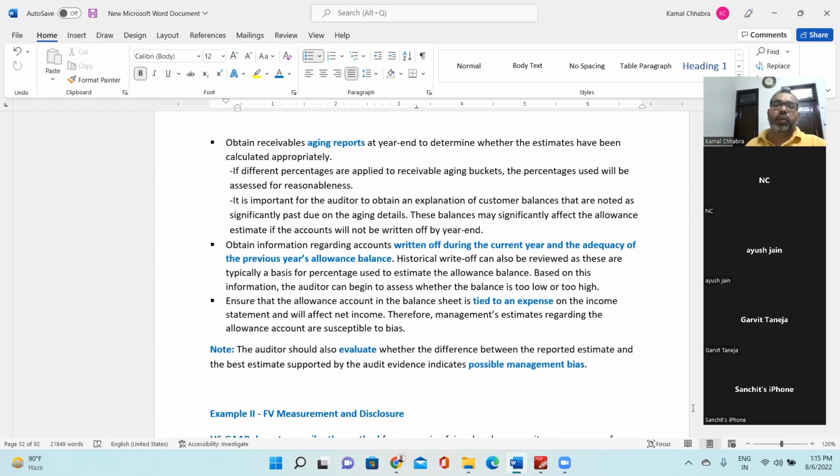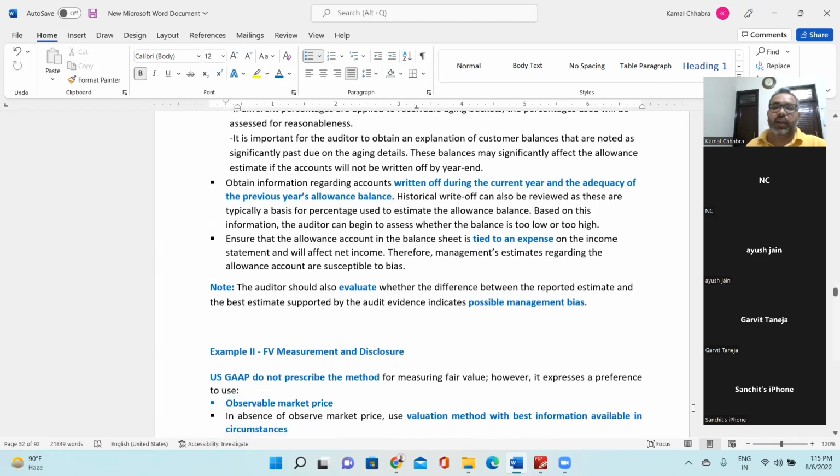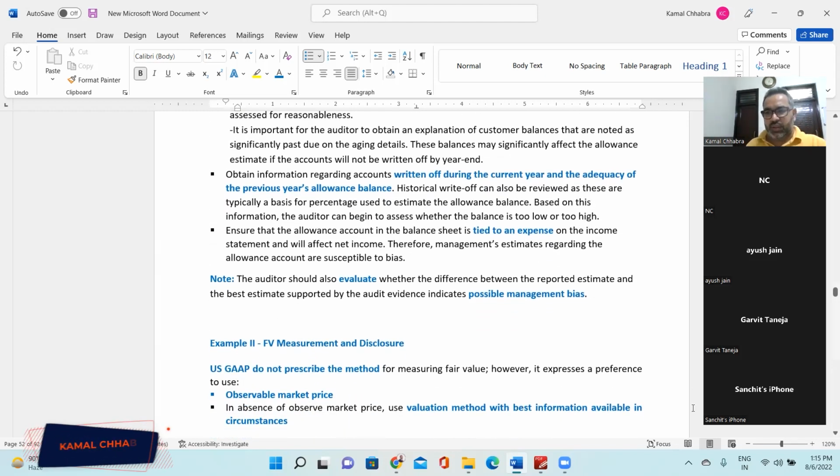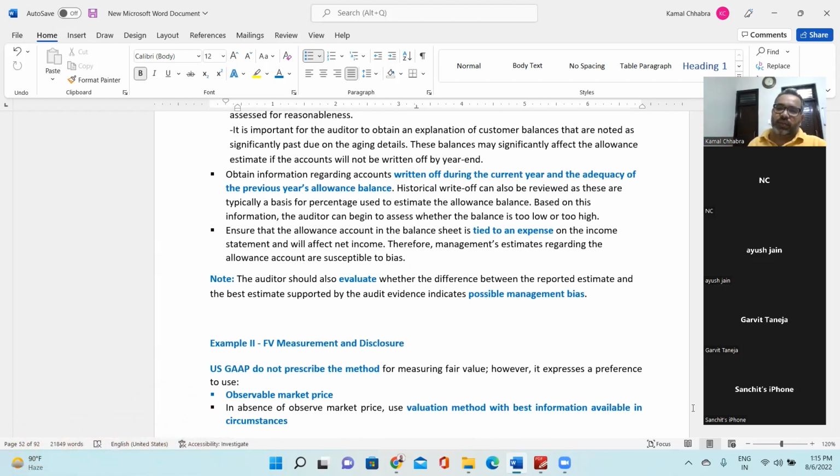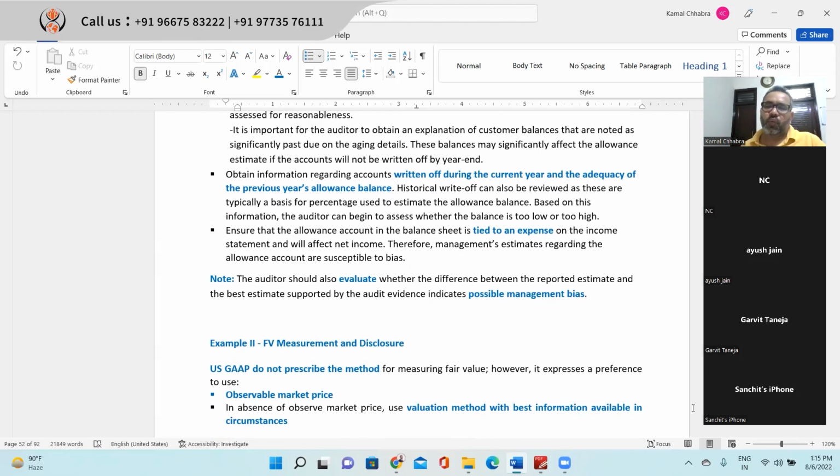What other things will you be doing? Obtaining the information regarding the amount written off during the year. For example, you have a $100 million account receivable balance, and you have taken 1% of the account receivable balance as a provision for doubtful debt, whereas your actual doubtful debt is $5 million in a year. So would 1% of the AR balance be sufficient to consider as a provision for doubtful debt?